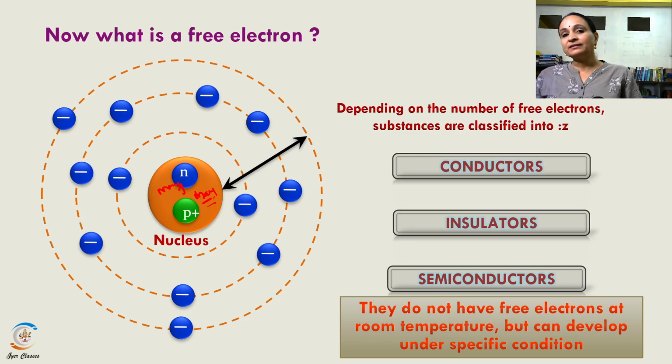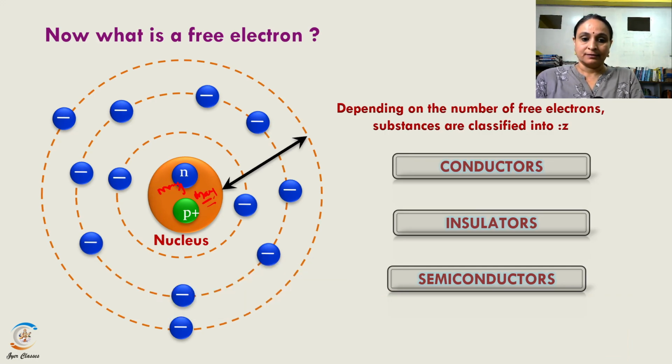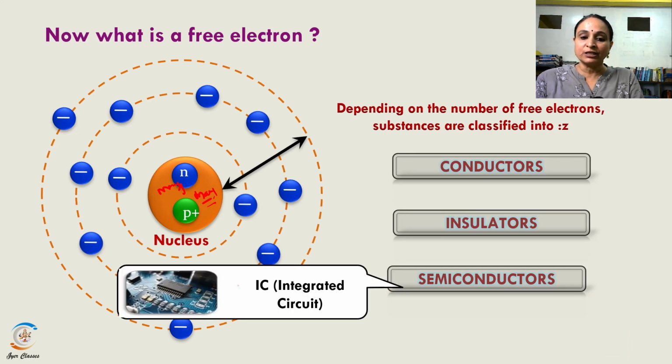Now, where are the semiconductors used? In your mobile phone, in all the electronic equipments nowadays, in computers and IC circuits, whatever you have got, the SIM cards, then you have got the integrated circuit which is there inside the computers. Everything is made up of the semiconductors.